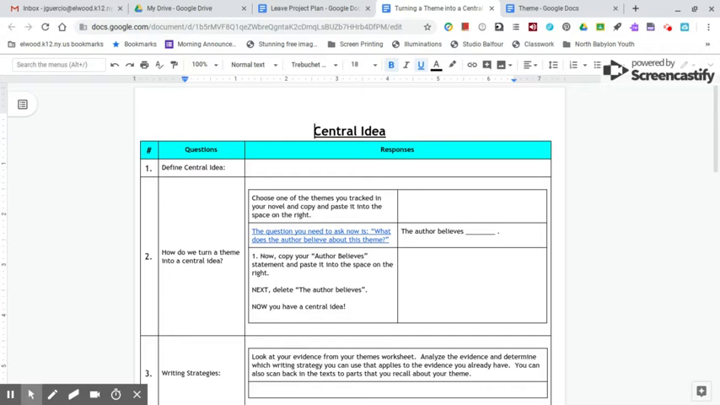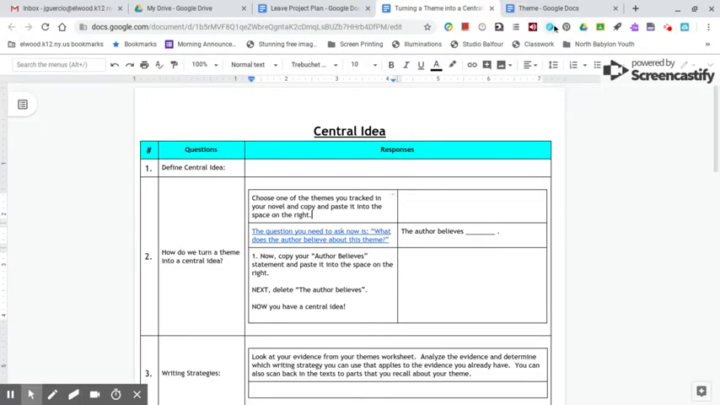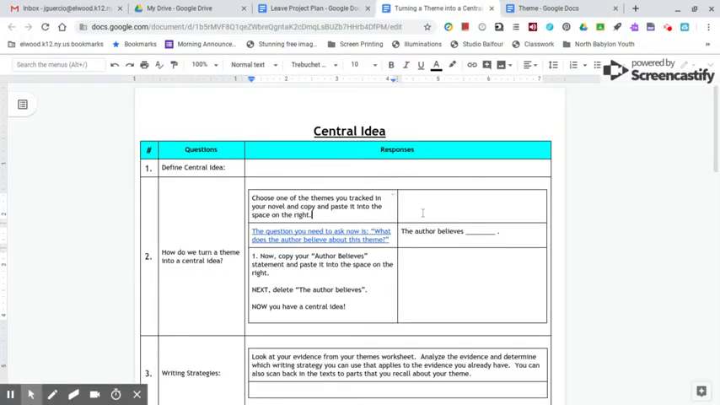What I'm going to do in number 2 is show you how to turn a theme into a central idea. So the first thing you're going to do after you define central idea is choose one of the themes that you tracked in your novel and copy and paste it into the space to the right. So let's say you have a theme of friendship from your theme worksheet from the other day. It's not loading. Of course, the Chromebook is slow. Sorry about that. So let's say the theme was loyalty, and now you would copy and paste loyalty right here.